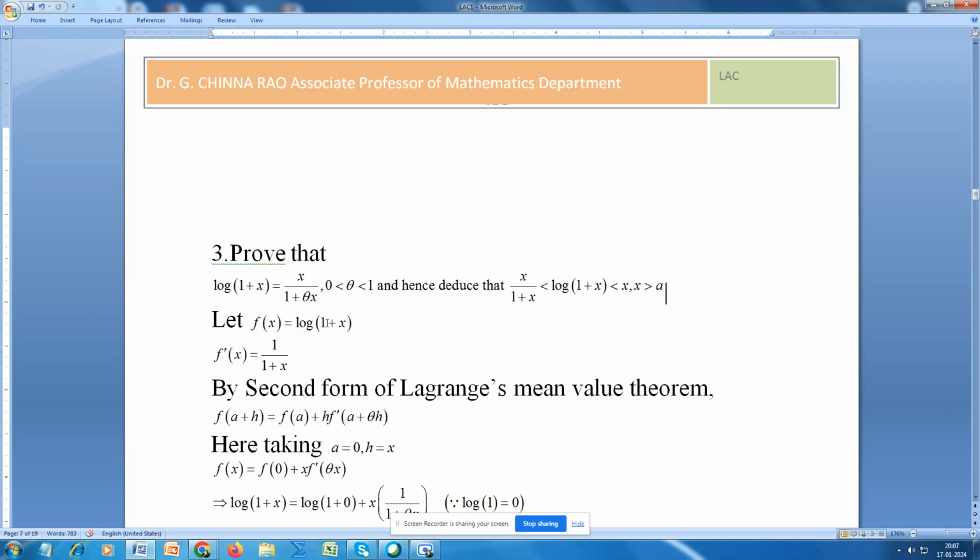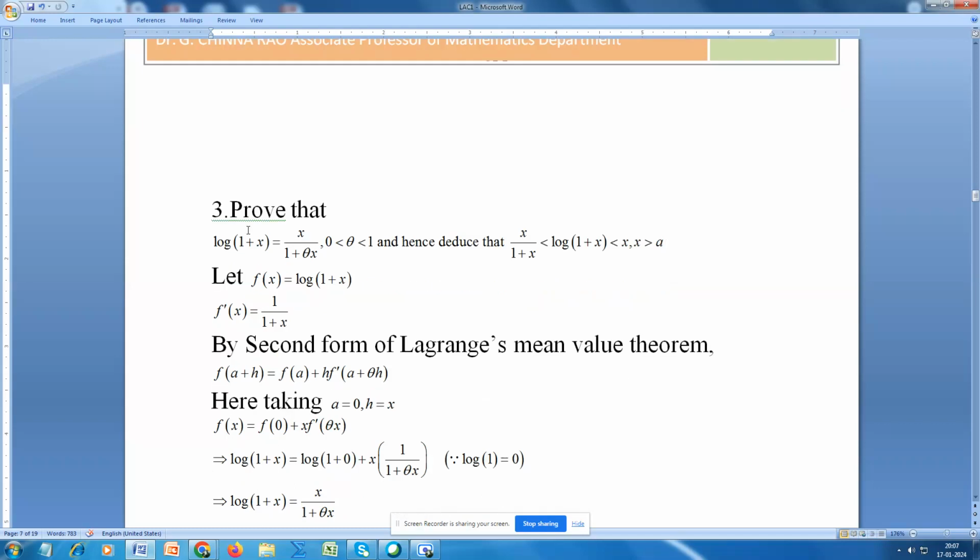f dash x: the derivative of log x is 1 by x, and the derivative of 1 plus x is 1. Now take the second form of Lagrange's mean value theorem: f of a plus h equals f of a plus h times f dash of a plus theta h. Here taking a as 0 and h equal to x, you put 0 for a and x for h. So f of 0 plus x, f of x, equals f of 0 plus x times f dash of theta x.